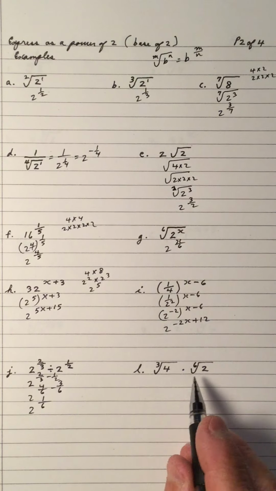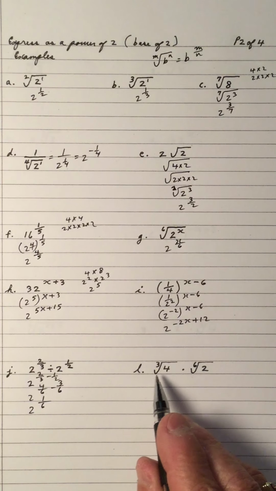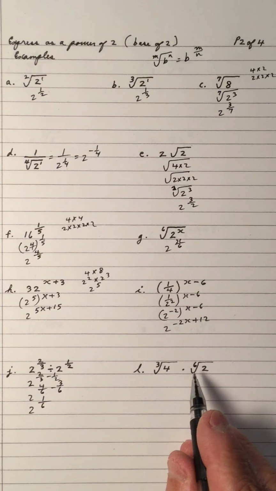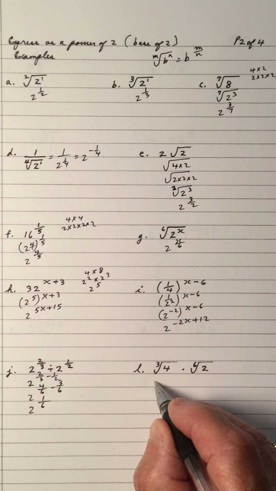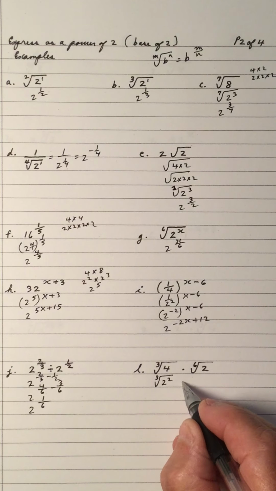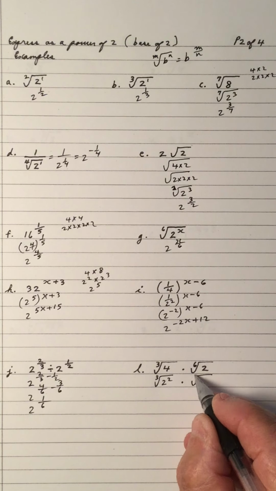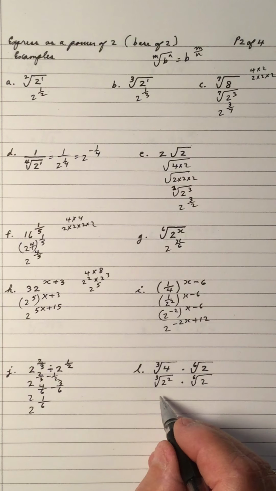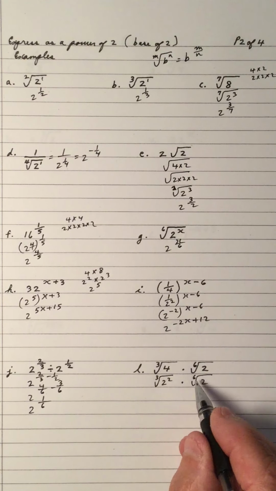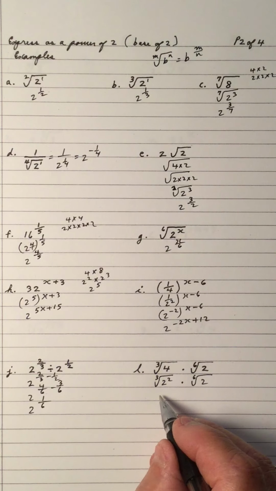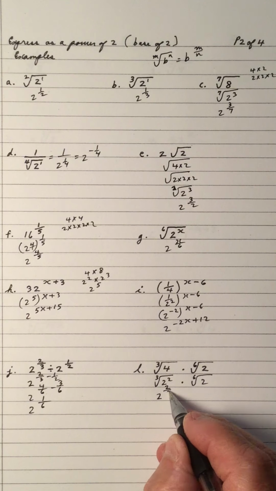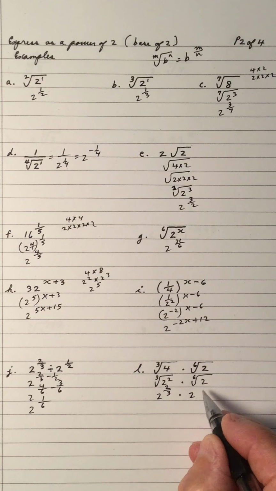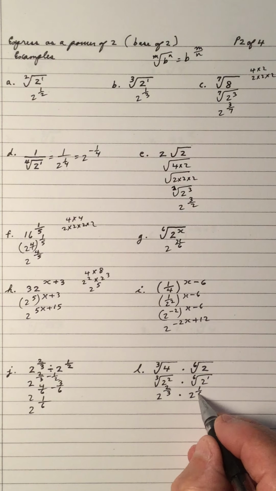And notice we can't multiply these because there are different roots, so we have to convert them first. So let's change them to, that's the cube root. 4 is 2 squared. The 6th root of 2 is okay. So we still can't multiply them because that's the cube root and that's the 6th root. So let's change them to exponentials. 2 to the 2/3 times 2 to the 1/6.